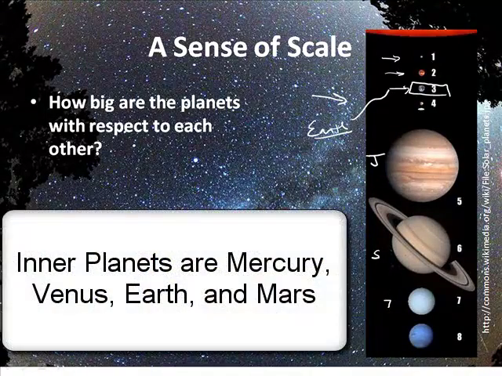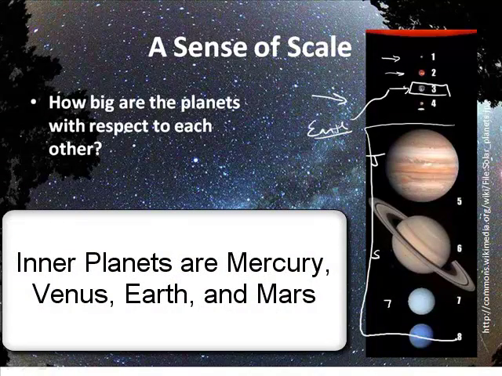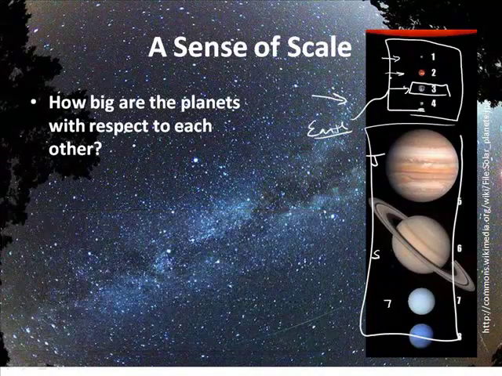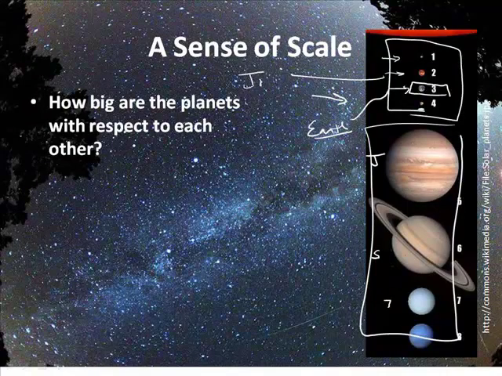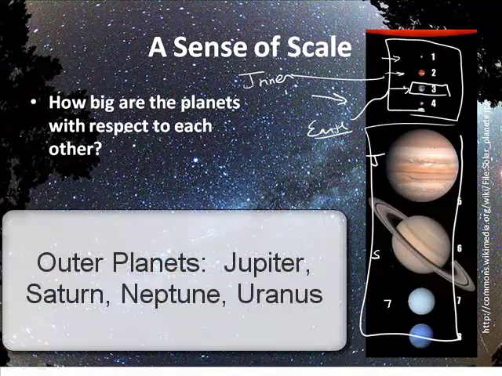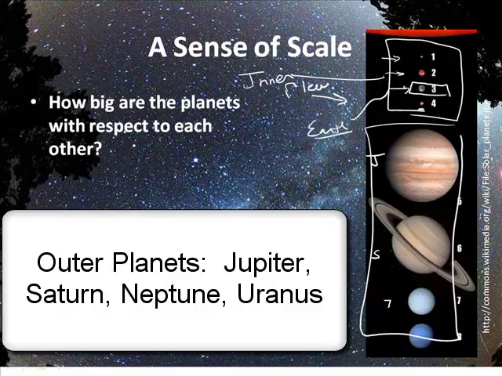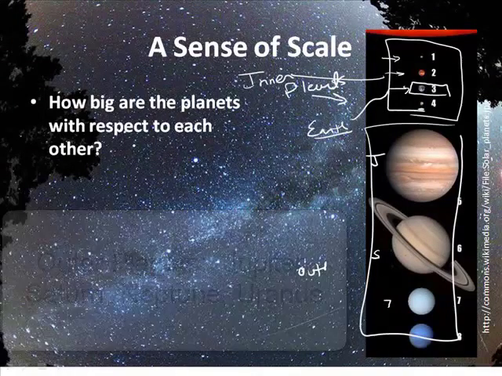In fact, we kind of label these. These are called the inner planets. That says planets, if you can't tell. And these are the outer planets. That's easy, right? Sometimes these are also called the gas planets. These are all the gas ones. They're made of gas.